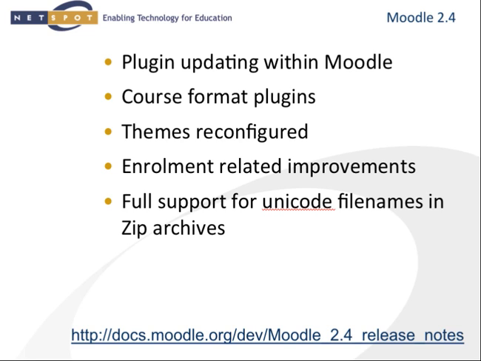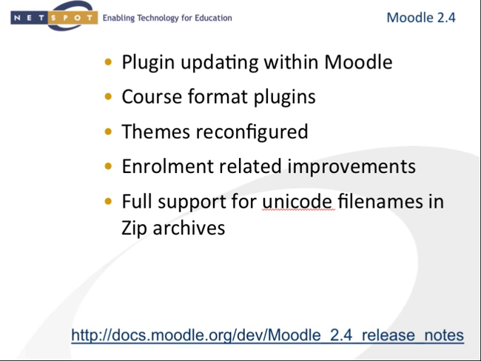There's also a range of enrolment-related improvements, including cohorts being synchronized to course groups, a reworked support for enrolment restore, fully implemented manual, self, cohort and database plugins, as well as a range of other improvements. Moodle 2.4 also now supports full Unicode file names in zip archives. So there's a range of back-end improvements which generally improve Moodle's performance and functionality.